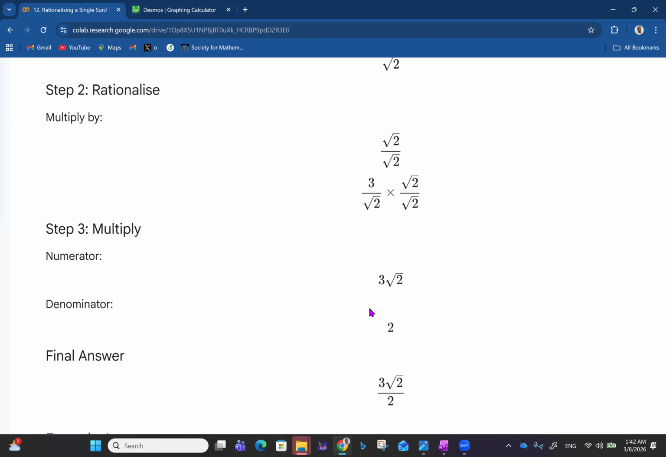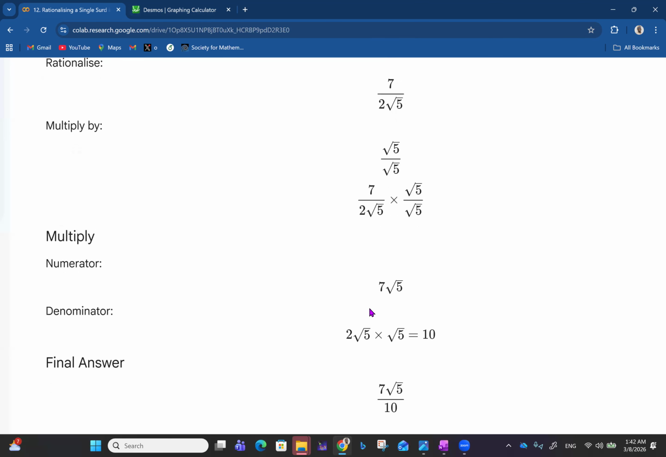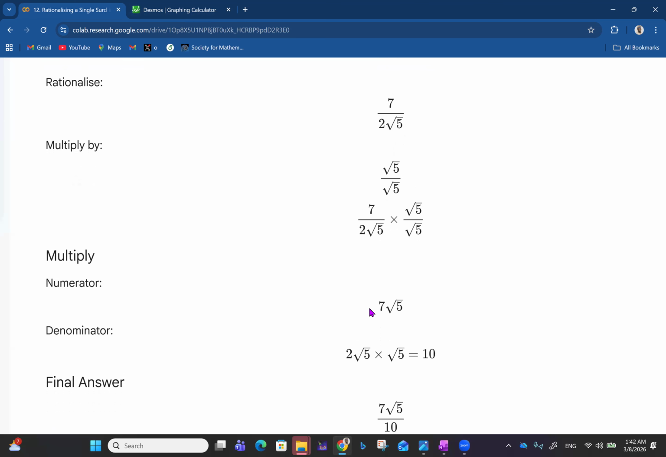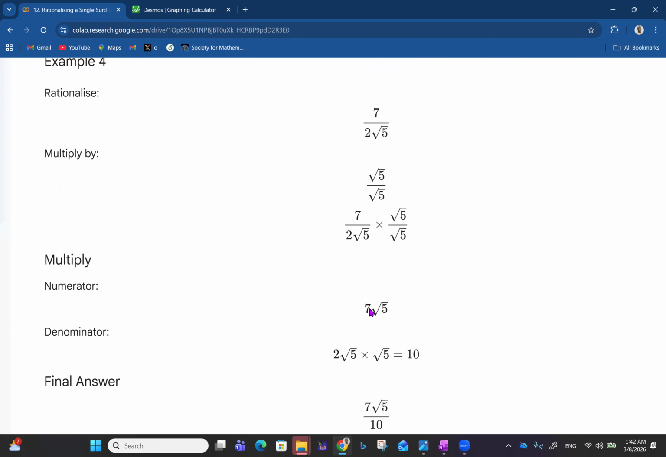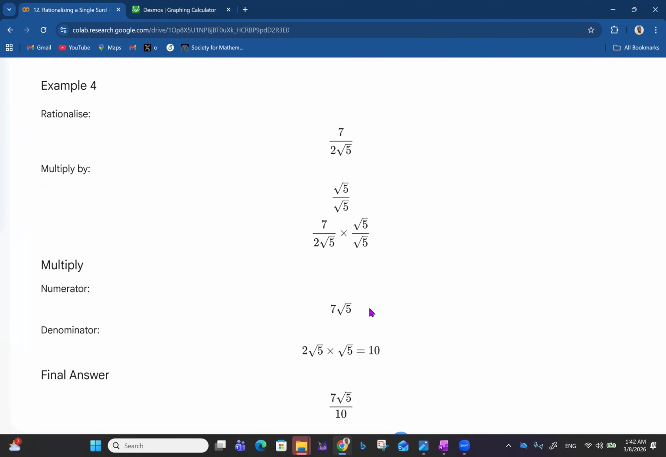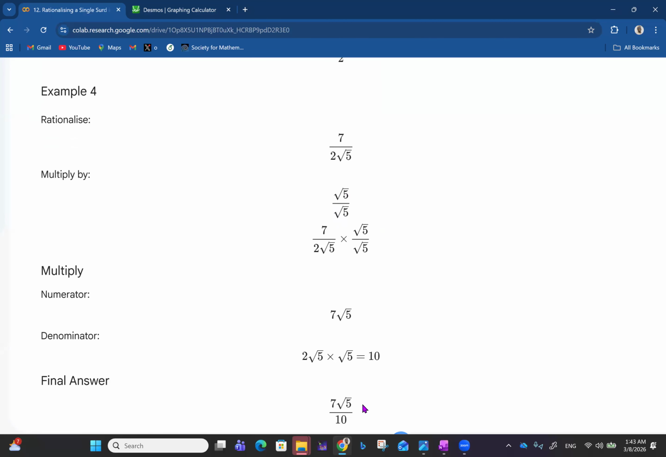So rationalizing just makes things prettier. It doesn't change anything because in the process, you technically just multiplied by 1 cleverly, right? So you want to rationalize 7 over 2 root 5, where root 5 is the radical term. So you multiply by root 5 over root 5, which is like multiplying by 1. So you have 7 root 5 over 2 root 5 times root 5, which is 2 times 5, 10. So at the end of the day, you have 7 root 5 all over 10 as the final result.